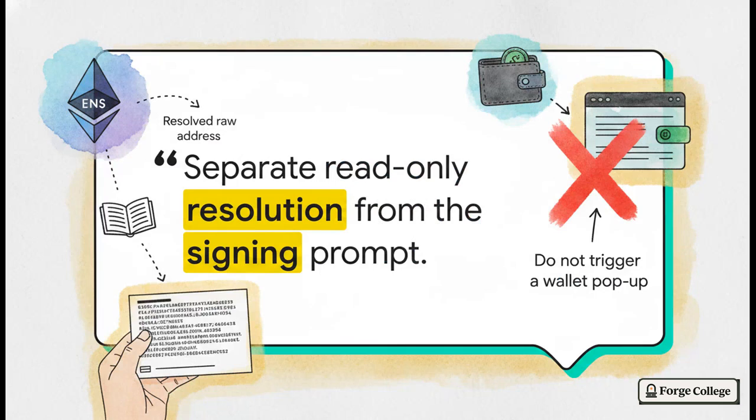If you take away just one single thing from this explainer today, please let it be this golden rule right here. Separate read-only resolution from the signing prompt. This is the absolute core of our dApp UX machine. Always show the completely resolved raw address to the user on your UI before they approve anything in their wallet. Please don't trigger a wallet pop-up while you're still trying to figure out where the transaction is actually going. Give the user visual confirmation first. Doing this builds massive trust and prevents some seriously costly mistakes.